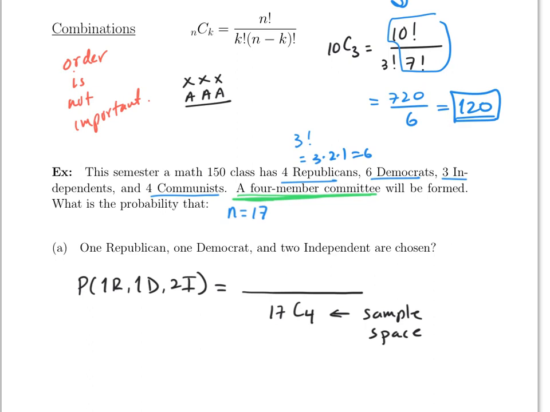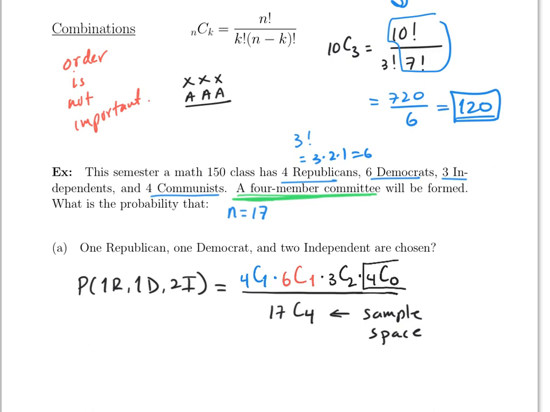Now, part one, it's asking that you want one Republican, one Democrat, and 2 Independents. We have 4 Republicans, and we need 1. You have 6 Democrats, and you need 1. And you have 3 Independents, and you need 2. You also have 4 Communists, but you don't need any.